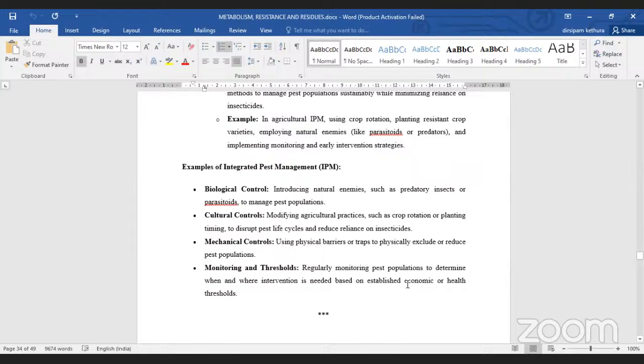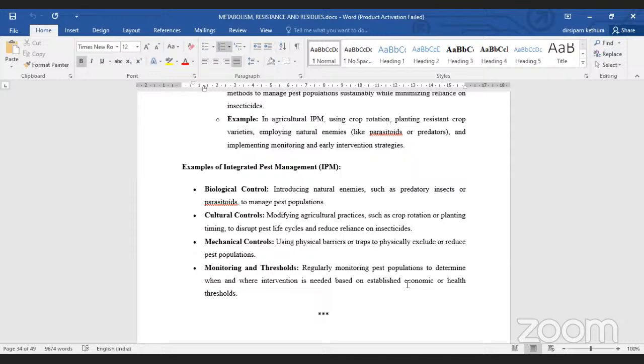The first one is biological control. Introducing natural enemies such as predatory insects or parasitoids to manage pest populations. And the next one is cultural controls, modifying agricultural practices such as crop rotation or planting timing to disrupt pest life cycles and reduce reliance on insecticides.